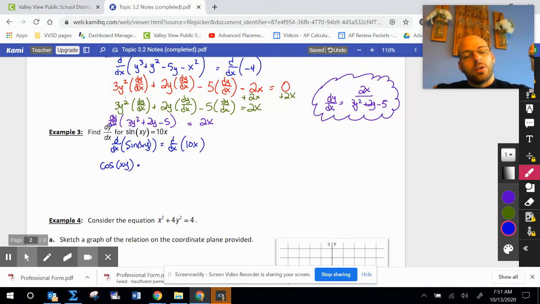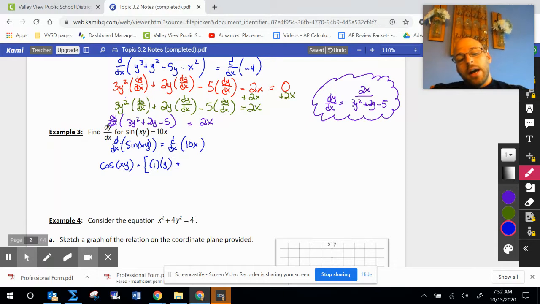But then I need to take the derivative of the xy, x times y, and that's a product. So I'm going to get a product rule here. Okay, so I'm going to take the derivative of the first, keep the second. If you notice, I haven't really taken the derivative of y yet. I took the derivative of sine, I've taken the derivative of x.